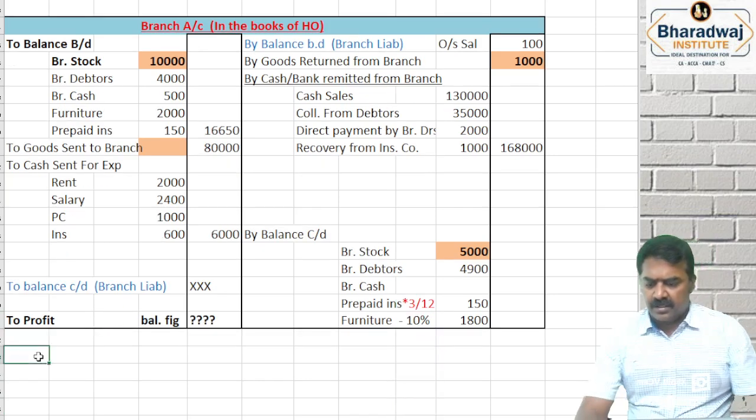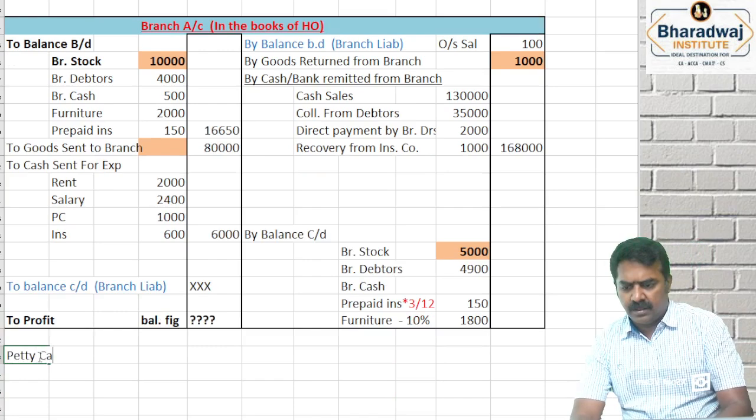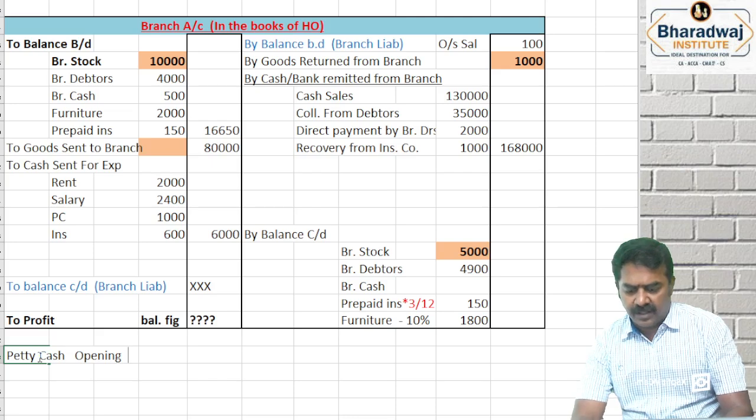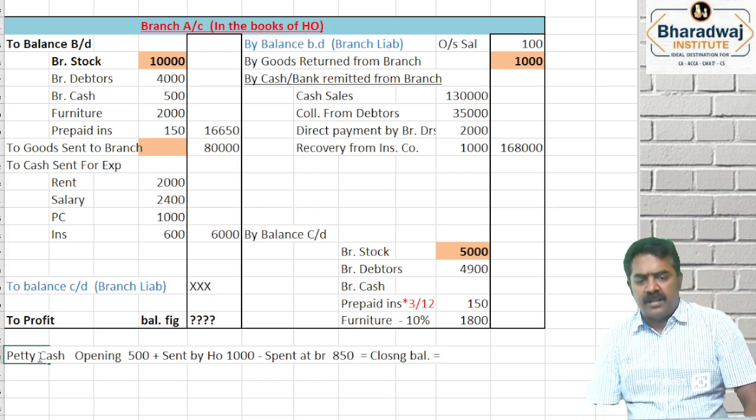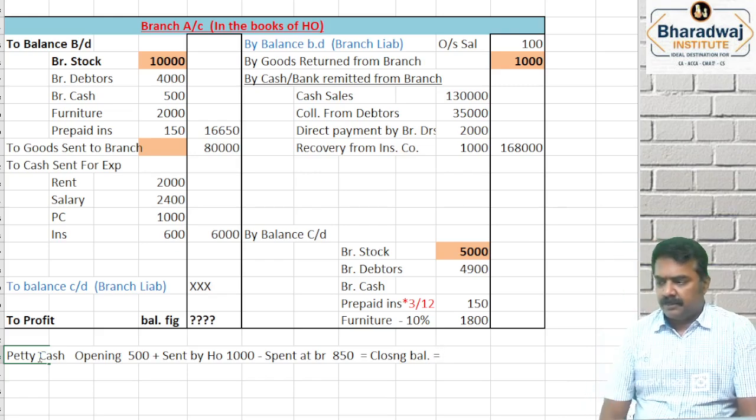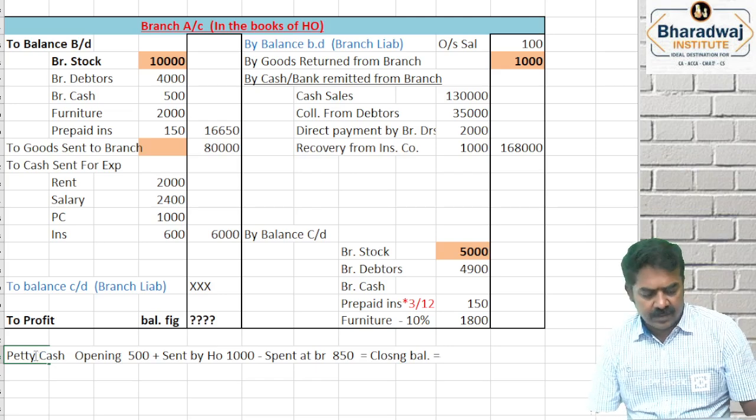Petty cash. What is the opening balance? 500. 500 plus what is sent by head office? 1,000 minus what is spent at branch? 850. 850 will give us closing balance. 500 plus 1,000 minus 850 they spent. What is the closing balance? 650.